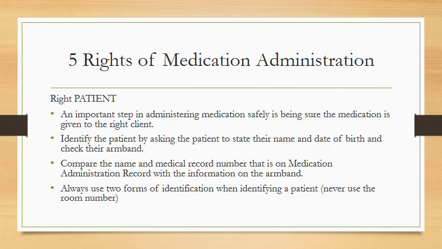There are 5 rights of medication administration. Right patient. An important step in administering medication safely is being sure the medication is given to the right client. Identify the patient by asking the patient to state their name and date of birth and check their armband. Compare the name and medical record number on the medication administration record with the information on the armband. Always use 2 forms of identification when identifying a patient. Be sure to never use the room number.